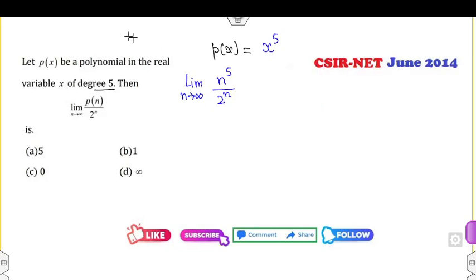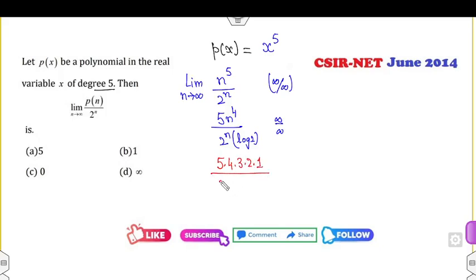Anyhow, if you are not able to understand the growth, this is an infinity by infinity form. So I can apply L'Hopital's rule. The denominator becomes 2 raised to power n into log of 2. It's again an infinity by infinity form. So if I do it again, the numerator becomes 5 into 4, 20 n raised to power 3. Again, it's L'Hopital's rule. So you have to differentiate the numerator 5 times.